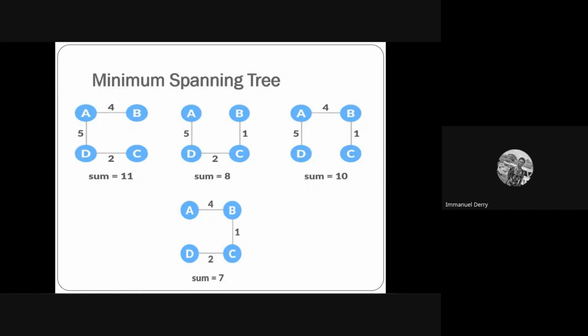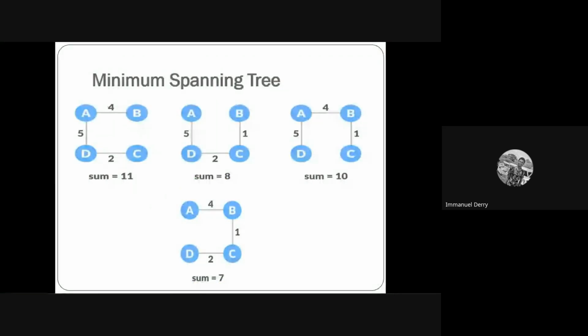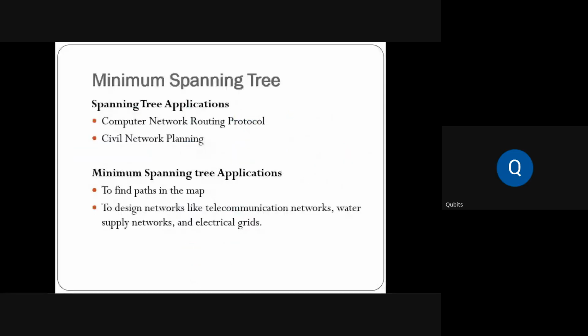So as I was saying, assuming that all of these happen to be the spanning trees that we have, now we look at the one that has the least sum value, and it's going to be this one, 4 plus 2 plus 1, which is 7. So this is going to be the minimum spanning tree from the tree we saw earlier. Is it clear? Yes, sir.